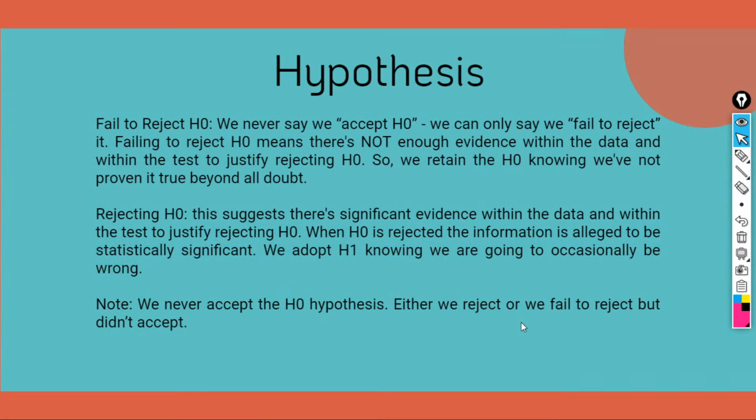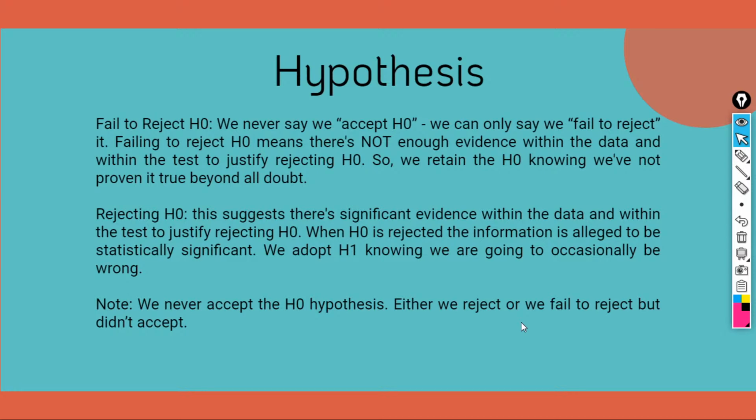Theoretically, what happens when we fail to reject the null hypothesis? We never say we accept the null hypothesis, we can only say we fail to reject. Because the null hypothesis is the already accepted fact, the already existing belief, we cannot accept the already existing one. So what we say is we failed to reject the existing belief. Failing to reject the null hypothesis means there is not enough evidence within the data and within the test to justify rejecting it. So we retain the null hypothesis, knowing we have not proven it true beyond all doubt.